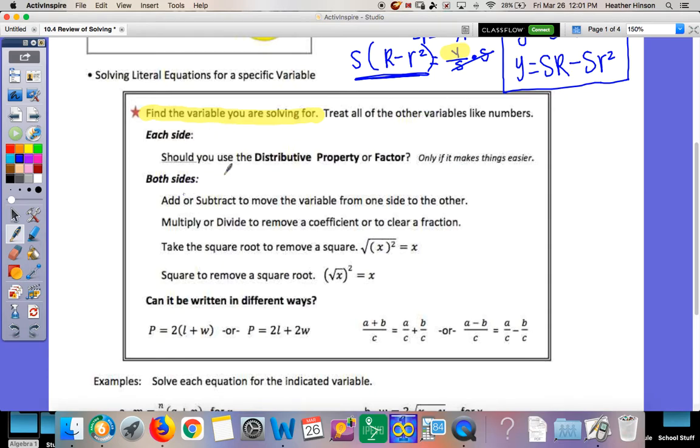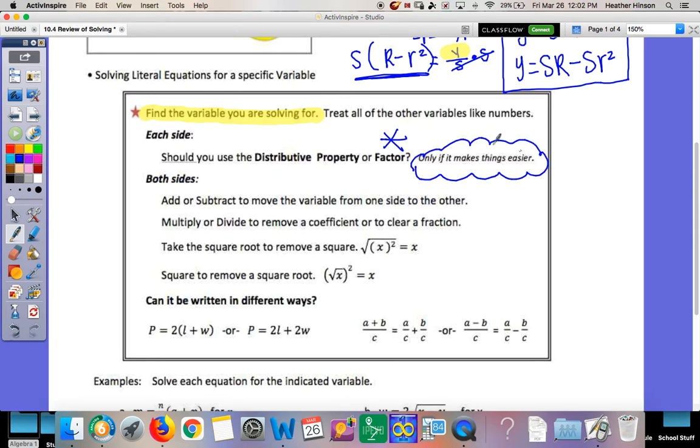On each specific side, you have to ask yourself, should I use distributive property or factoring, the snowflake? Should I do one of those? You should only ever do those if it makes it easier.